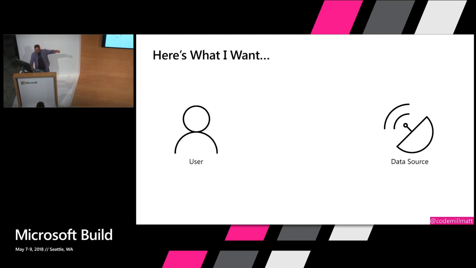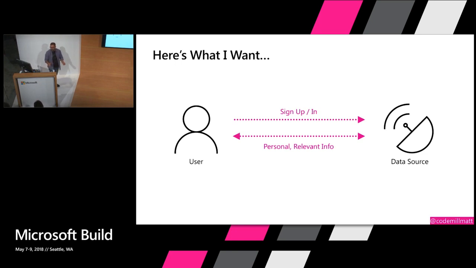So here's what I want to do. I have a user, and I have a data source. And all the app that I want to create here is I want to be able to sign up or sign in. And then I want to have personal and relevant information. I want to be able to edit my reviews. I want to be able to get my personal reviews back. That's what I want. This is all I want to do in my app. That's it. How am I going to do this?